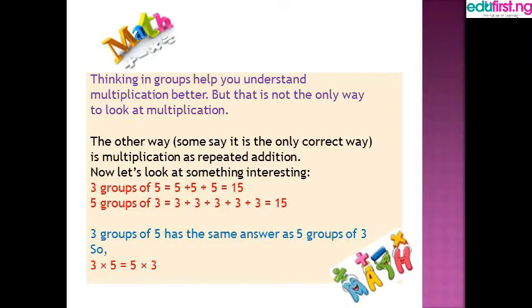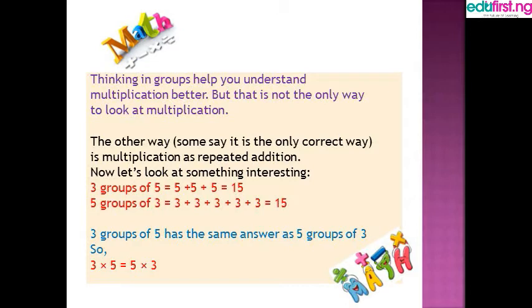Let us look at this first example. 3 groups of 5. It means that you will have to add 3 5s, like 5 plus 5 plus 5, and it gives you 15. The same way, 5 groups of 3, it means that you have to add 5 threes, which is 3 plus 3 plus 3 plus 3 plus 3, which is also equal to 15.